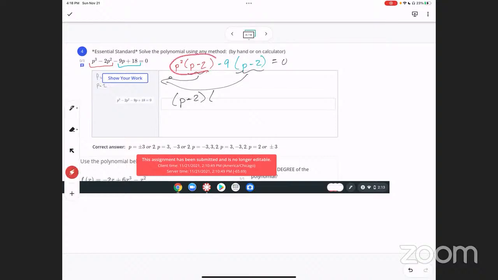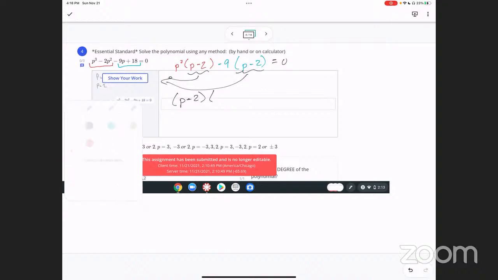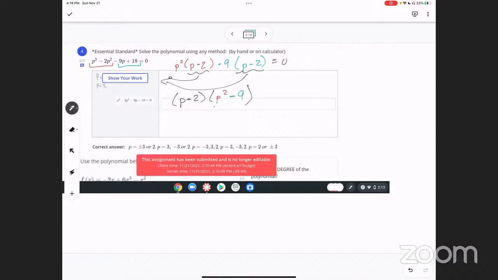If I factor that out, I'm left with p minus 2, which came out, and what stays in? If I take a p minus 2 out of the red group, what stays behind? P squared minus 9. Good. P squared stays behind for that, and a -9 stays behind for that. Perfect. And now, how can this factor? Don't you have to equal it to 0? Right. But how can this factor still?